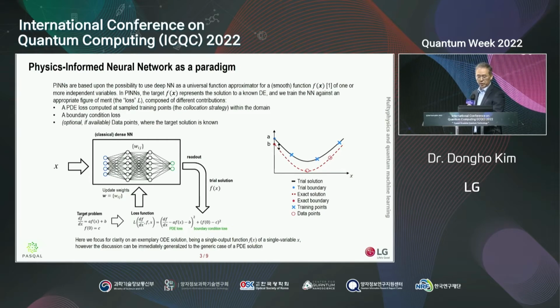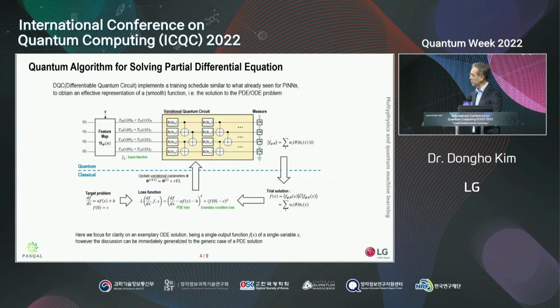So pretty much, the physics-informed neural net concept carries almost directly to the quantum side. Most of the scheme is almost the same, but the neural net part is a little bit different. Instead of using the conventional neural net, we are using a variational quantum circuit instead. The variational quantum circuit can be thought of as a kind of ansatz.